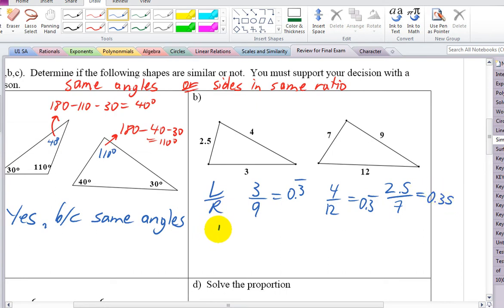So they're not similar. Okay. They're not similar, and the reason why is because sides are not in the same ratio.